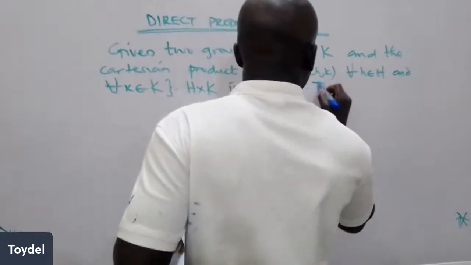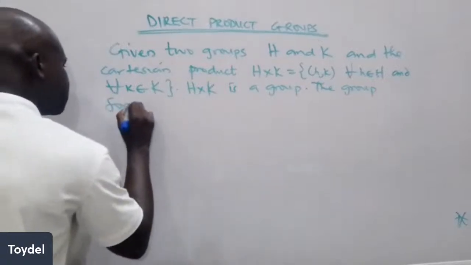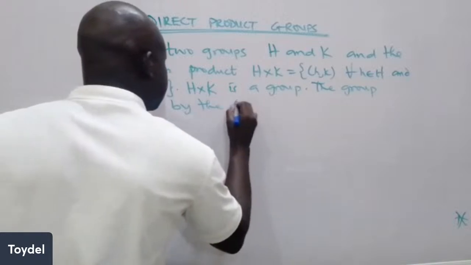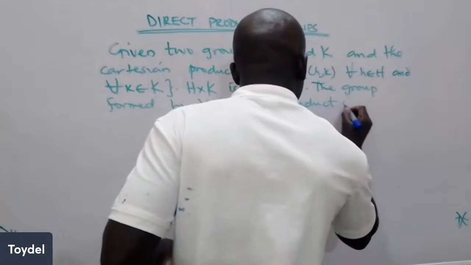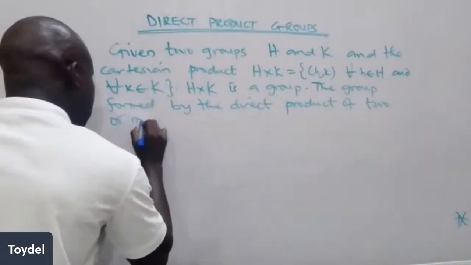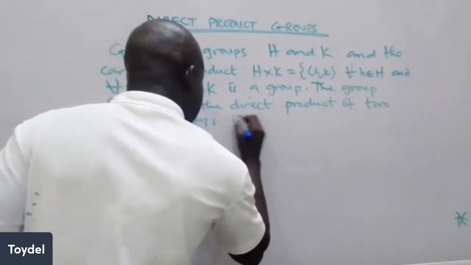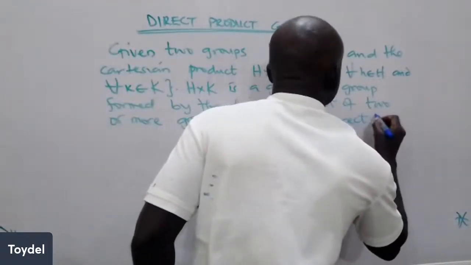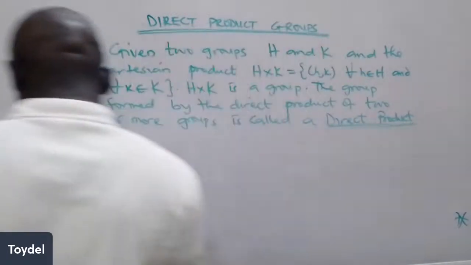The group formed by the direct product of two or more groups is called a direct product group.